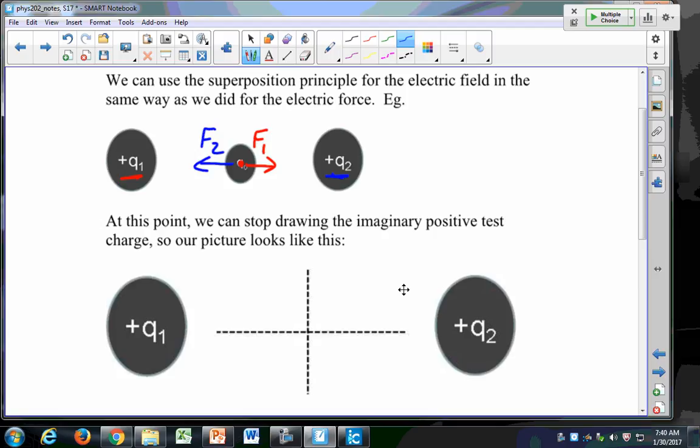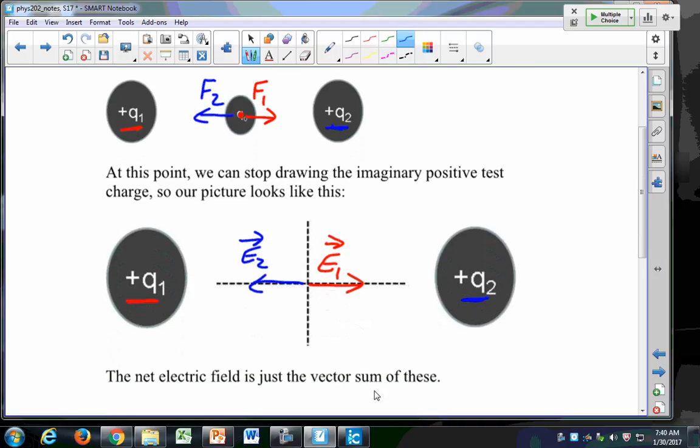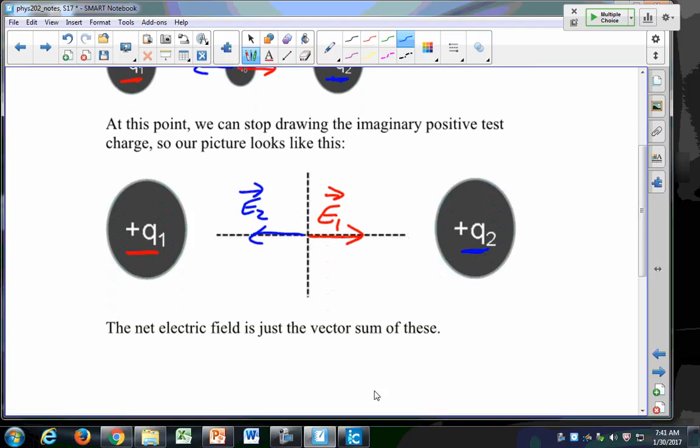And so I can draw now my electric field vectors. I have E2. That's the electric field due to this charge. And then I have E1. That's the electric field due to this charge. Electric fields and forces. An electric field is just a force per unit... force per unit what? Charge, right. So similar to gravitational fields, that was a force per unit mass. But here we're talking about a force per unit charge.